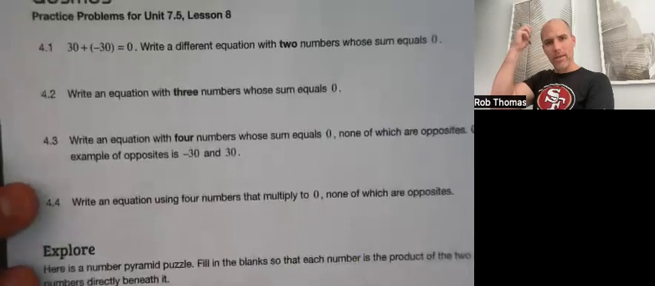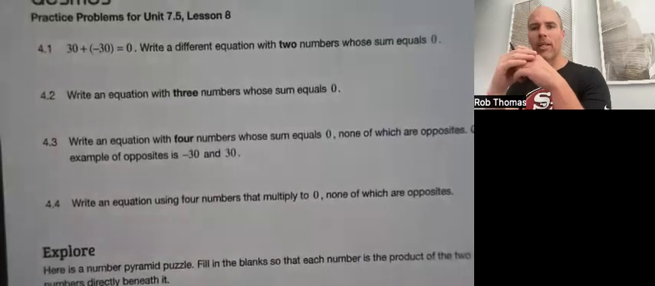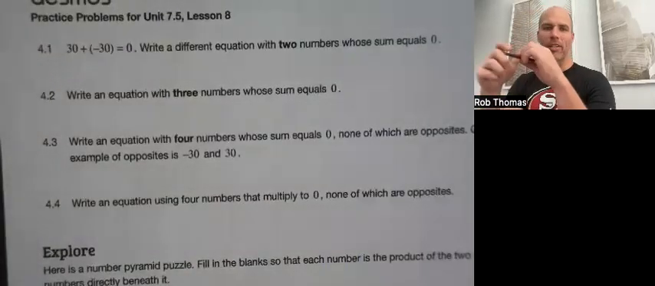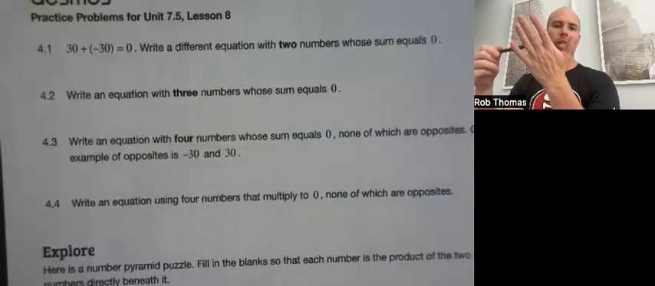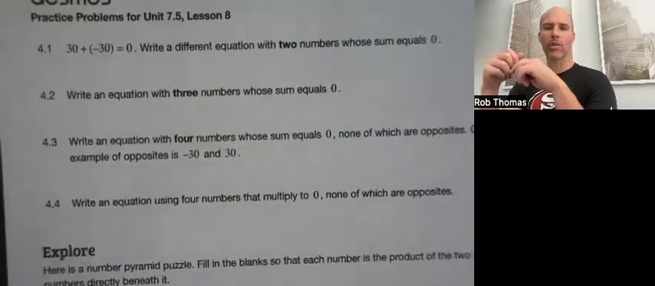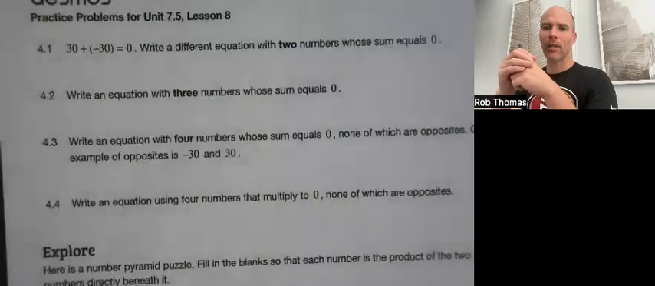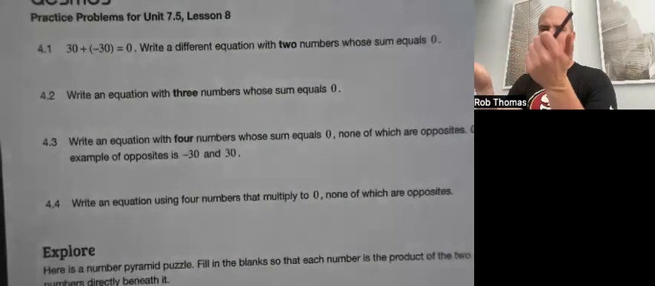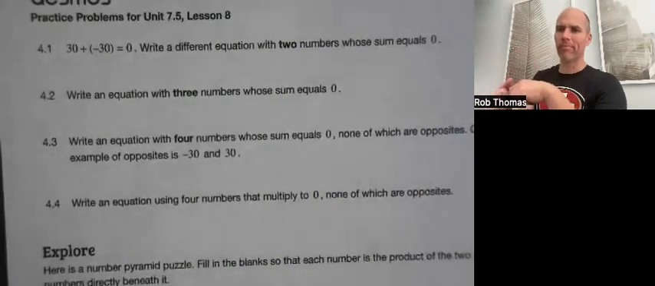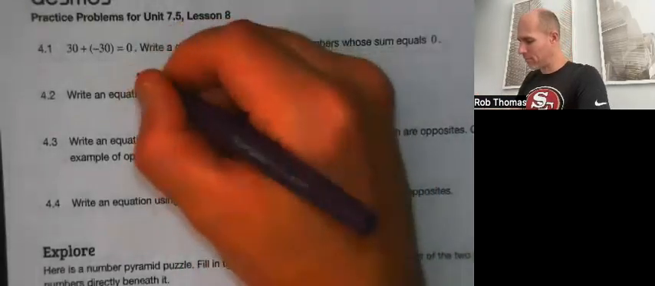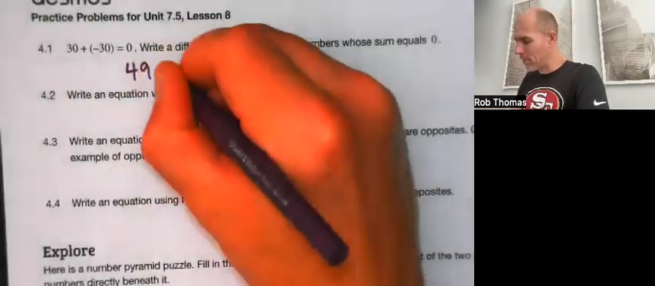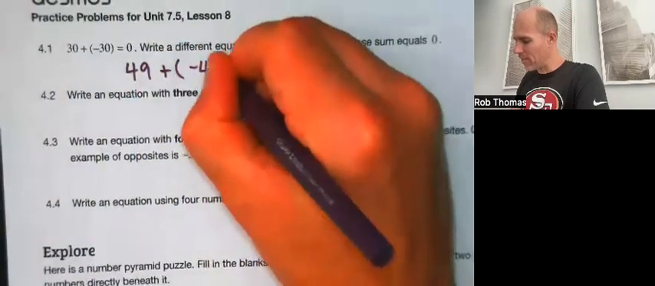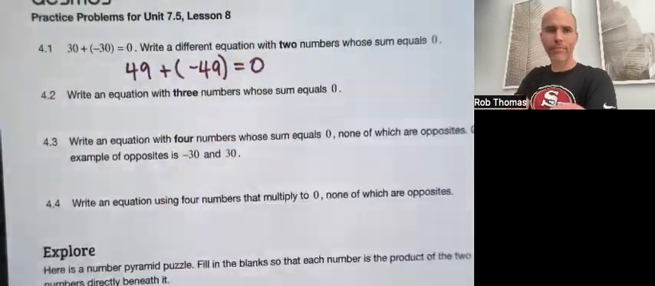It says 30 plus negative 30 equals 0. Those are additive inverses of each other. Write a different equation with two numbers whose sum equals 0. Literally any additive inverses, any number plus its opposite. I like 49. 49 plus negative 49 equals 0.